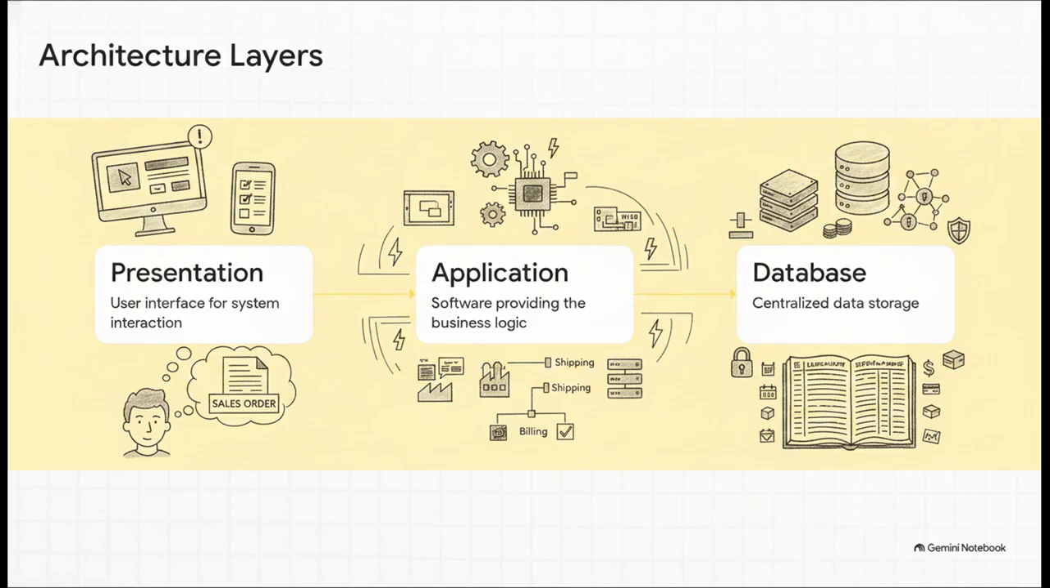This is the hardware, the CPU, and the software that governs the actual rules. It's the brain saying, okay, create the sales order, send it over to the warehouse for shipping, and bill the client. Finally, it reaches the bottom, the database layer. This is your centralized data storage that keeps all of this transactional and master data safely locked away.